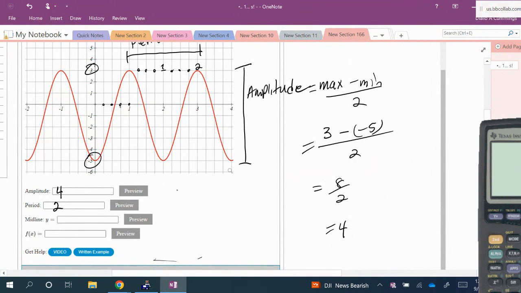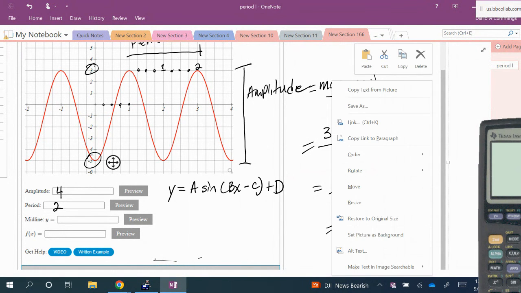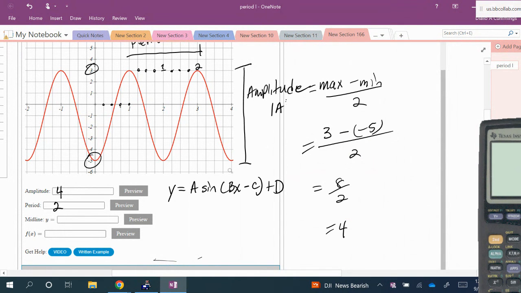Now, in the model form that we're using, y is equal to a times the sine of bx minus c plus d. Right, so when we write out our formula in the end, we must know a, b, c, and d. All right, so we know what a is, right? The amplitude, that's the absolute value of a, so we know that a is 4. I'm going to use the period to find b.